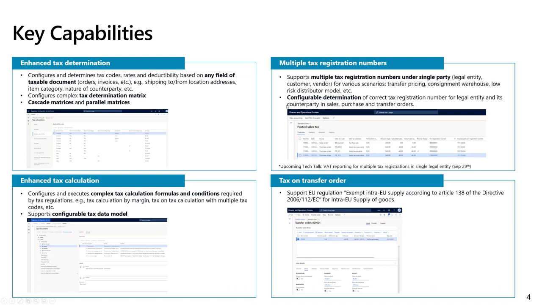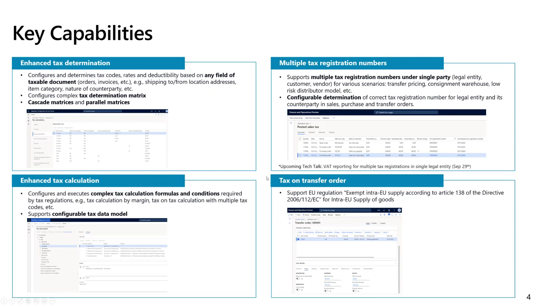And the second is we have matrix features here as well to automatically determine the correct VAT number for your transaction. So for a sales order, the VAT number of your legal entity and the VAT number of your customer, if your customer has multiple VAT numbers, can be determined automatically here. And just for your information, there will be an upcoming Tech Talk on September the 29th for VAT reporting and the multiple tax registration numbers in a single legal entity. That Tech Talk will cover the reporting part. So for today's Tech Talk, we will focus on the determination part.